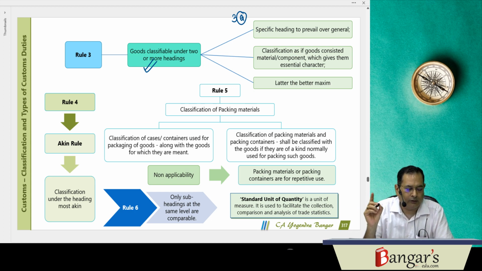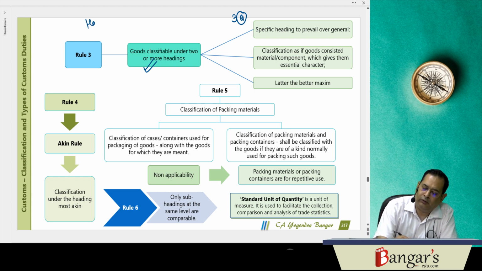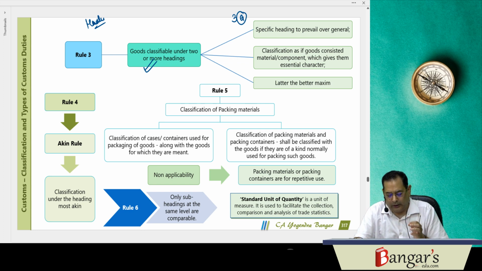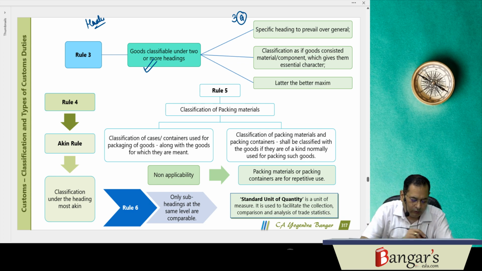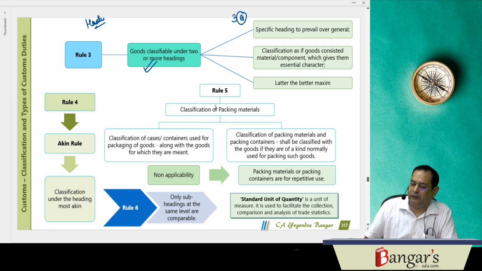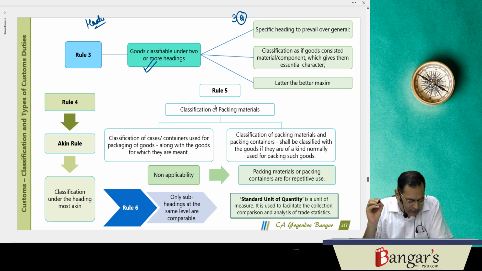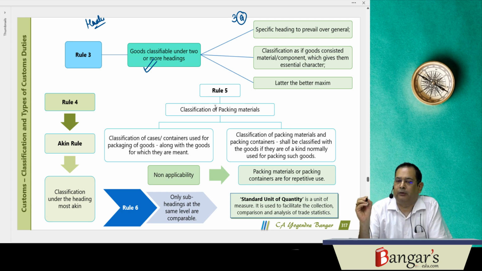So here, if we have a heading referring to tableware, kitchenware and other household articles of iron and steel, and the other heading is table spoons, forks, ladles, cake servers, fish knives, etc., then if we want to classify forks, the specific tariff entry consisting of forks, ladles, cake servers, fish knives, etc. will be kept in mind. First, the specific will prevail over the general.